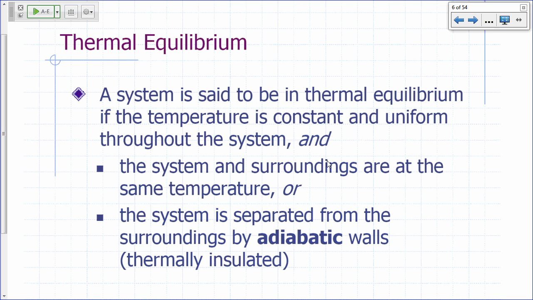If you're allowing energy to flow between your system and your surroundings, then we say your system is in thermal equilibrium with your surroundings if they are at the same temperature. Now, if your system is separated from the surroundings by adiabatic walls, the word adiabatic means it's thermally insulated. So if you're not letting heat flow between your system and your surroundings, then your system is at thermal equilibrium if the system itself has a constant temperature, and that temperature is uniform throughout the system.